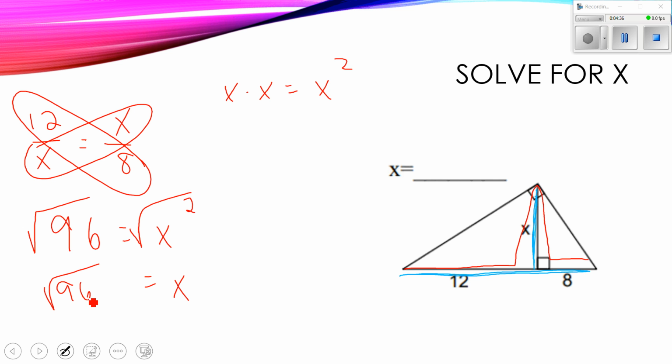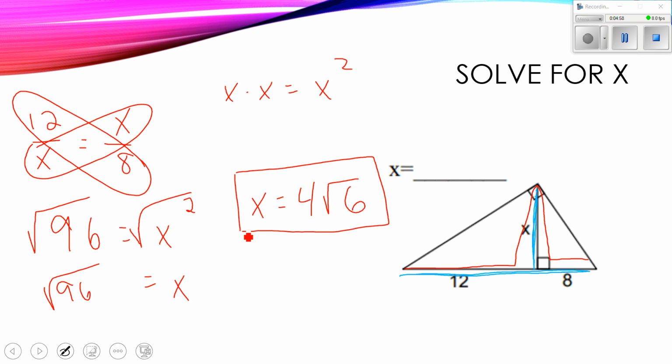Well, remember that we need to make sure that we simplify if we can. So x is equal to the square root of 96. Can we simplify the square root of 96? We have 4 root 6. And I have successfully solved for x.